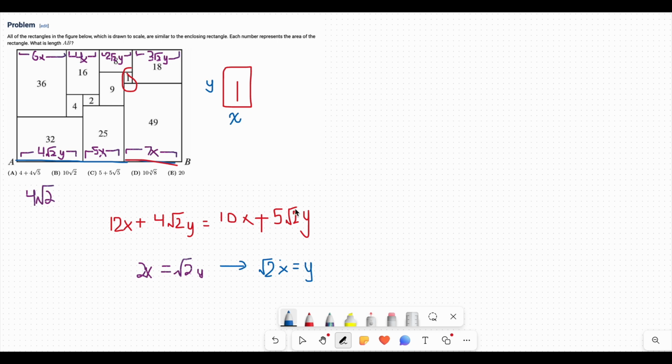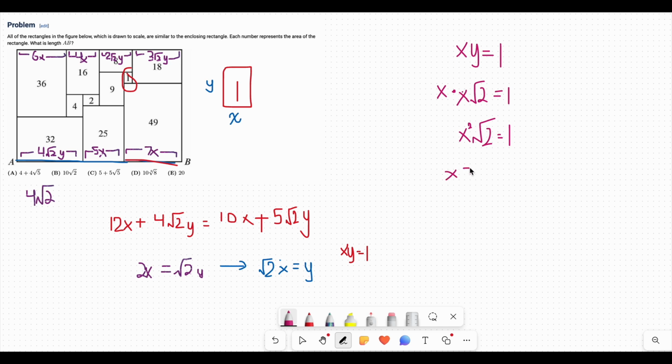We don't know what x and y are yet, or do we? Remember that x and y are defined as the sides of the rectangle with area 1. What does this mean? It means that xy is simply 1. So we have xy equals 1. We know y equals square root 2 times x, so we can write this as x times x root 2 equals 1, or x squared root 2 equals 1.